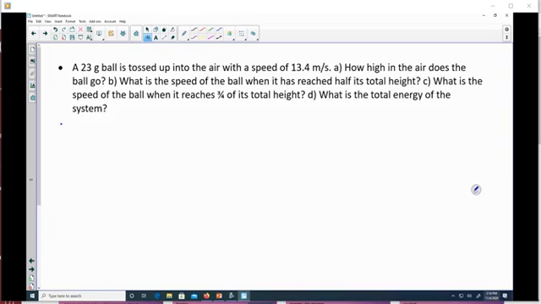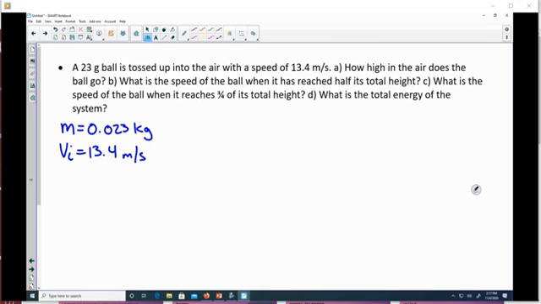All right, everyone. So in this example, we're going to determine some variables for a 23-gram ball that's tossed into the air at a speed of 13.4 meters per second. So we want to figure out how high it goes, and then we want to know the speed when it's halfway up, when it's 3/4 of the way up, and we want to determine the total energy.